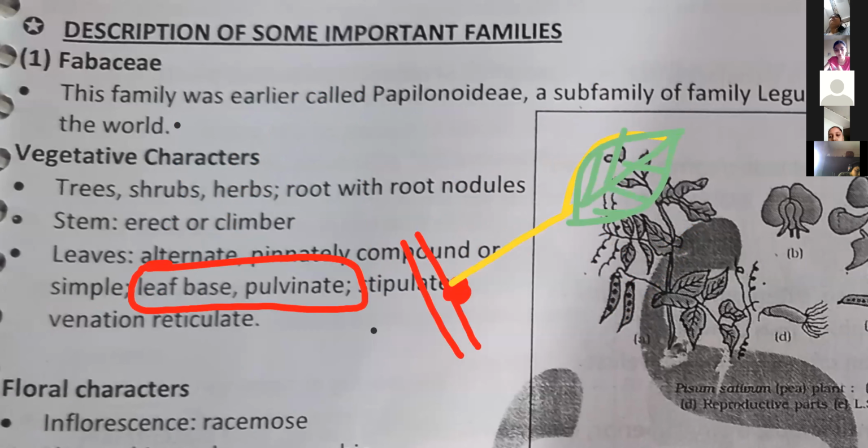Right? So this leaf base modification we have learned. In legumes, pulses, this leaf base becomes a swollen structure, and this one we call pulvinus. So leaf base pulvinate.